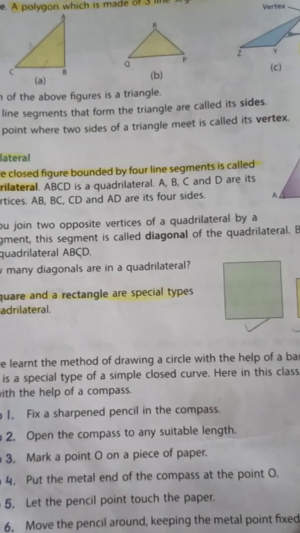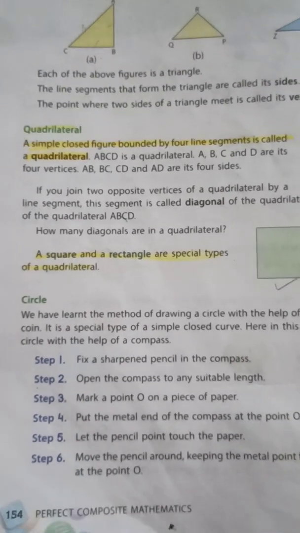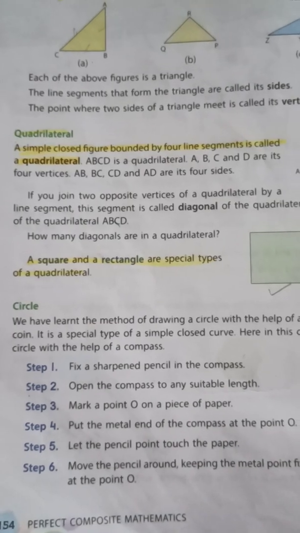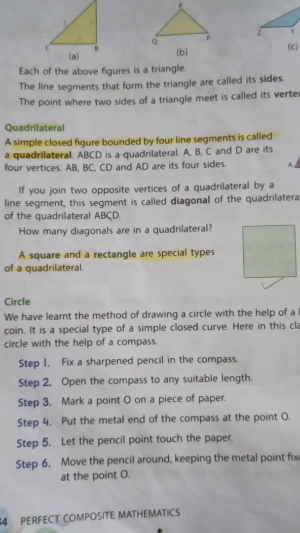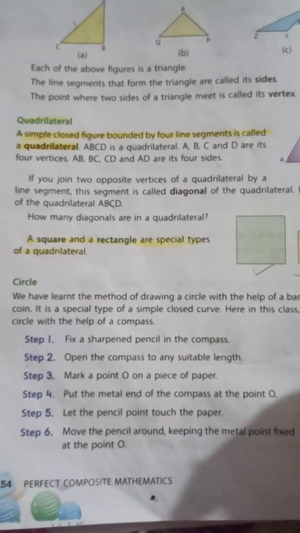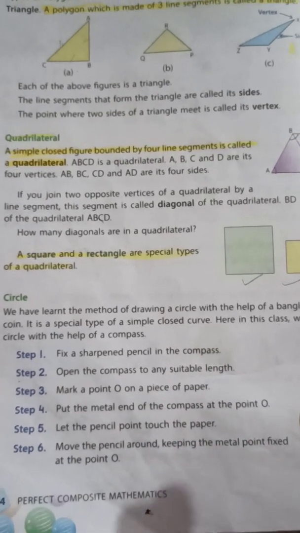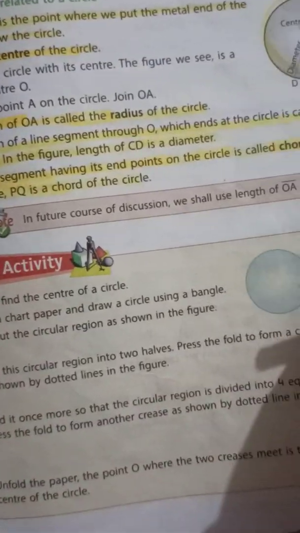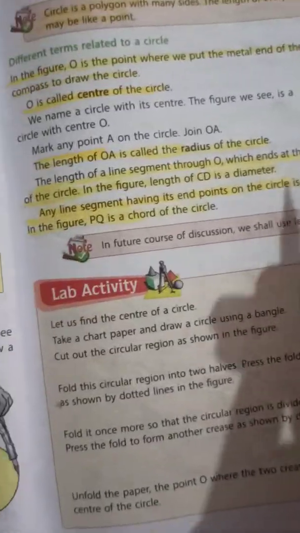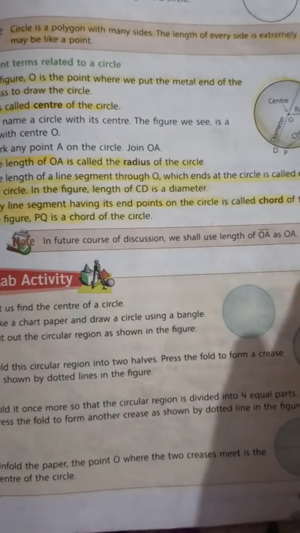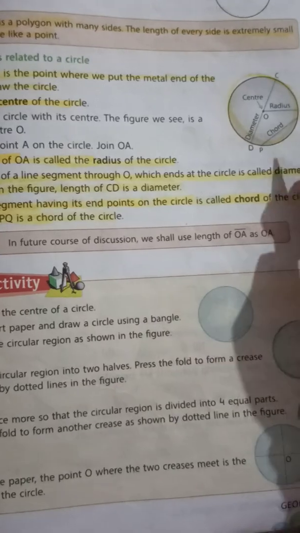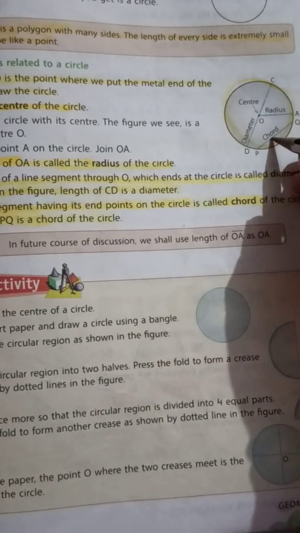So dear students, a circle is a simple closed curve which is not a polygon. Please mind it, a circle is not a polygon, it is a simple closed curve. See the circle. There are different points that we should remember while learning about the circle.